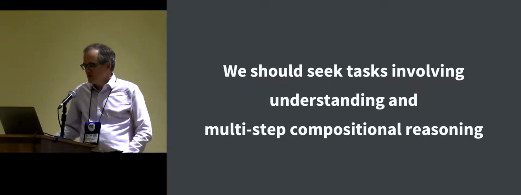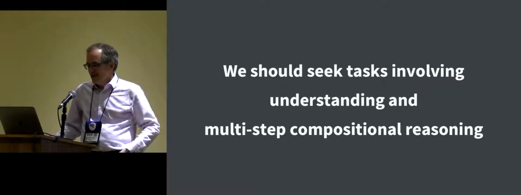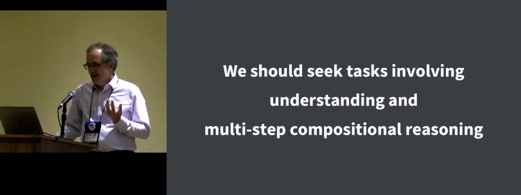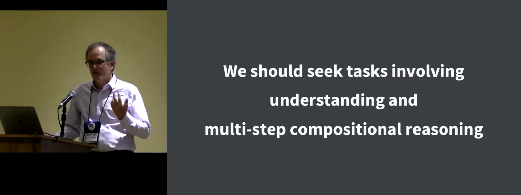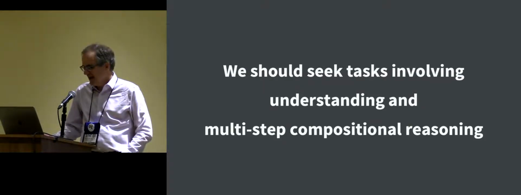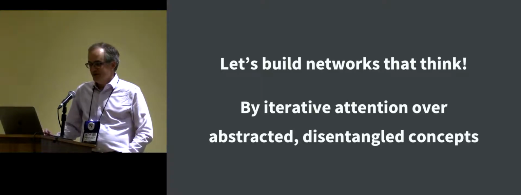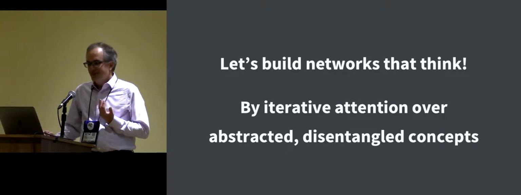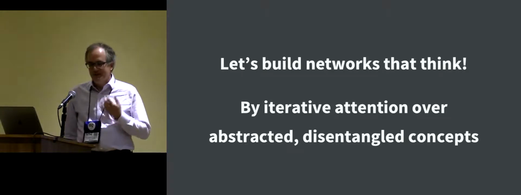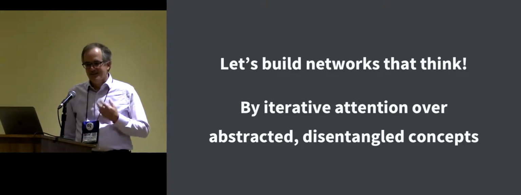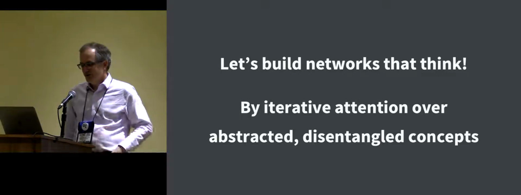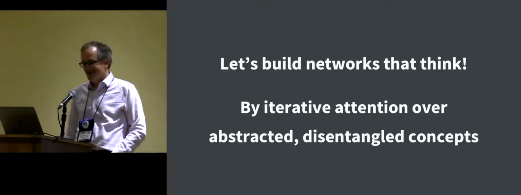I think we should be looking for tasks that really require understanding and multi-step compositional reasoning, and there's started to be work on much more interesting tasks, but I think there's still more that could be done there. And I'll encourage all of you to build networks that think. And I'd like to suggest that this idea of iterative attention over abstracted concepts is a powerful way of starting to build new neural networks that think. Thank you.